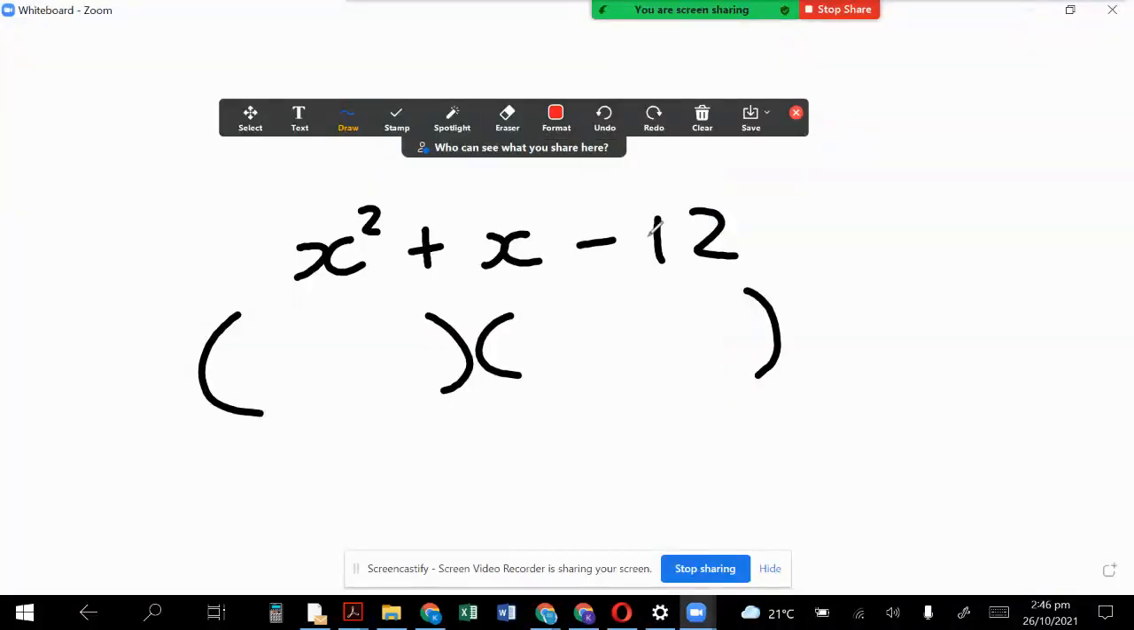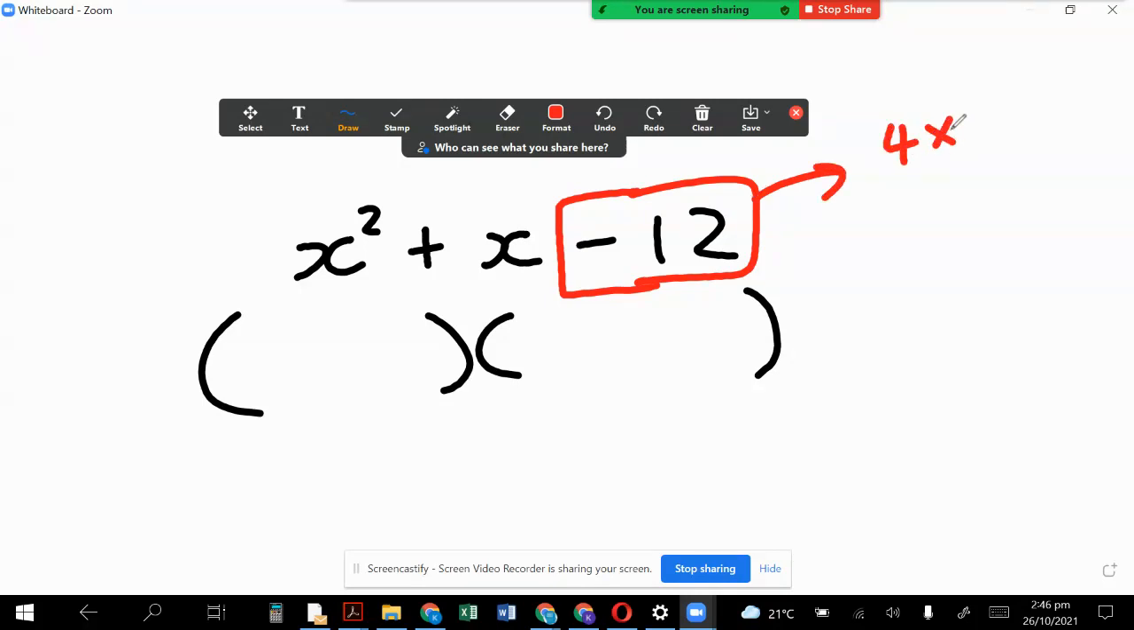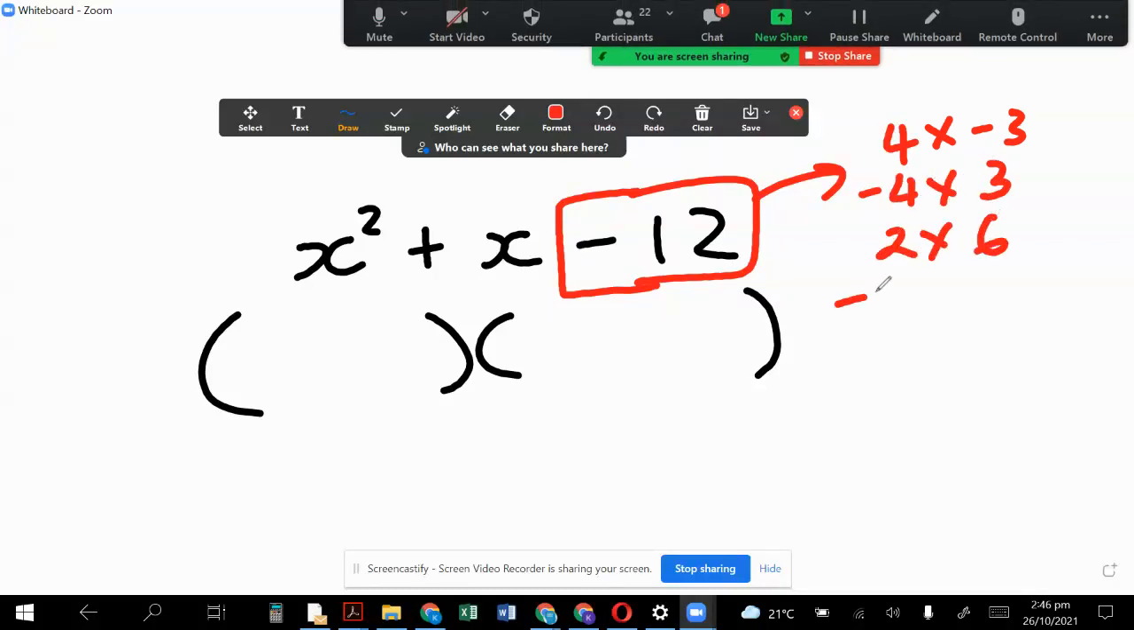Okay, so let's have a look at the first term, which is 12. And in this case, it is negative 12. Not just 12, it's negative 12. So this can become 4 times negative 3 or vice versa, negative 4 times 3, 2 times 6 or negative 2 times 6, or 1 times 12, negative 12, or negative 12 times 1.